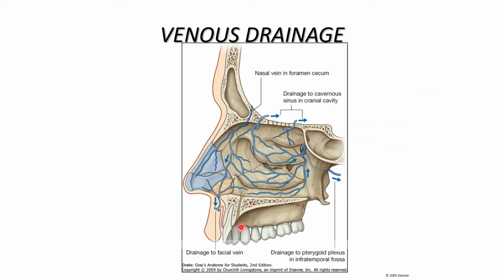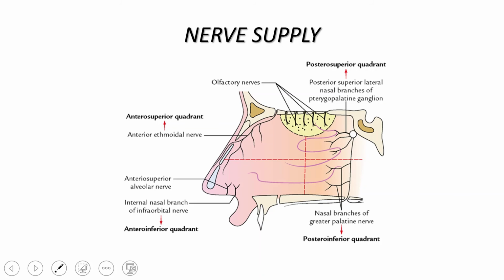Lastly, moving on to the nerve supply and the lymphatic drainage. The nerve supply is divided into the sensory nerve supply here and the secretomotor nerve supply. The sensory supply, that is the sense of smell, the special sensory, is from the olfactory zone here. So the olfactory zone is supplied by the olfactory nerves. So this is about the sensory nerve supply.